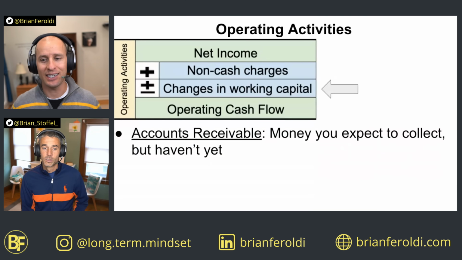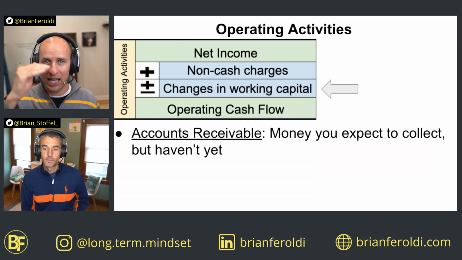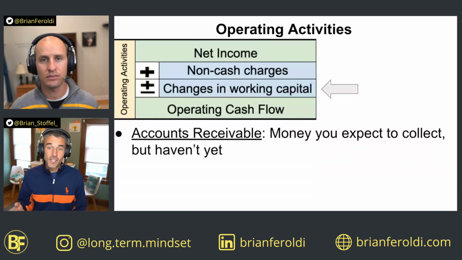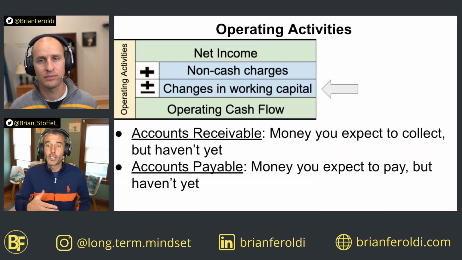The first is accounts receivable. This is money that a company expects to collect from its customer, but hasn't yet collected. So if a company makes a sale to another customer on credit, but it hasn't yet received the cash yet, that increases the company's account receivable balance. The flip side of that coin is accounts payable, and that is money that you expect to pay but haven't yet paid. The higher that gets, the higher your cash balance is because you're holding on to it while you wait to pay for the services or goods you've already received.